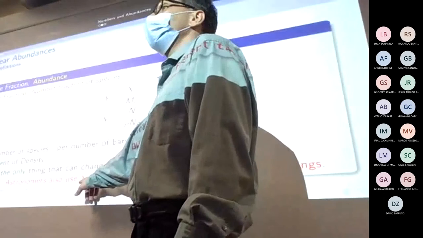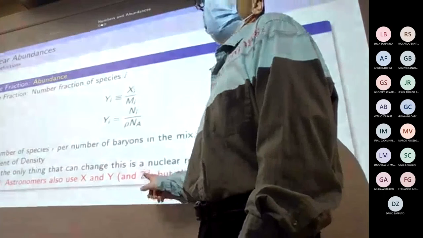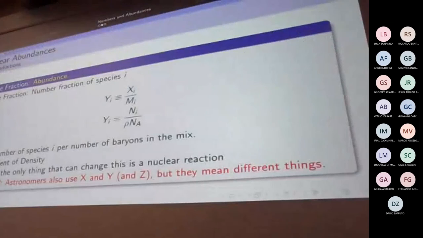Professor Carabini, you should correct me if I'm wrong. Y means the amount of helium, and Z means everything else. They call it metallicity. Whatever comes after helium is metal.